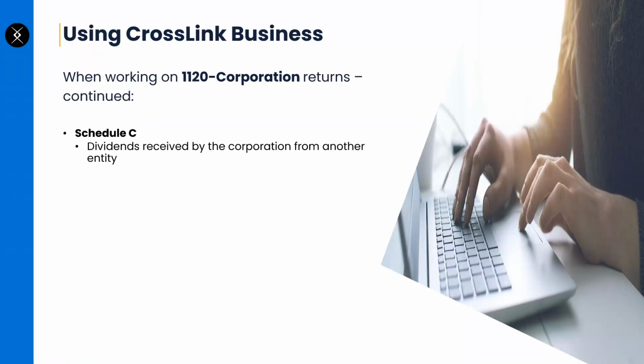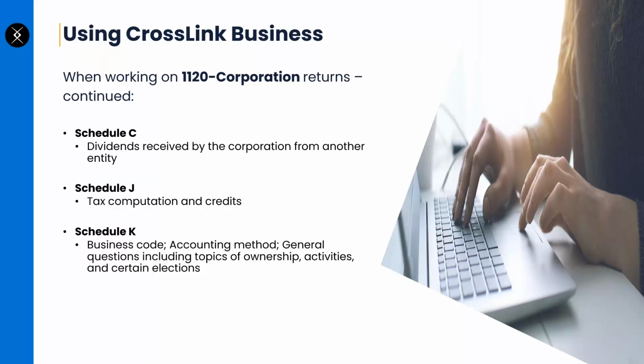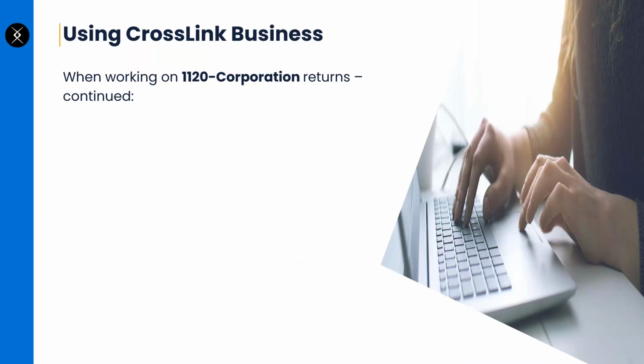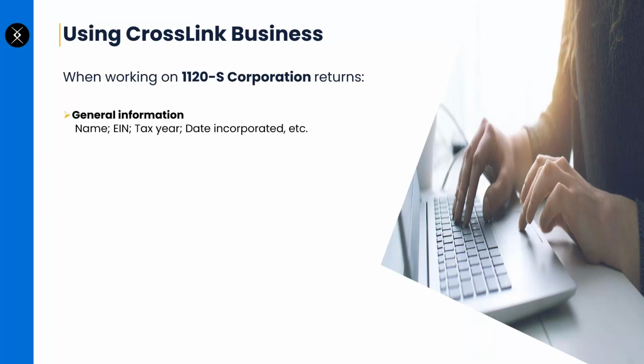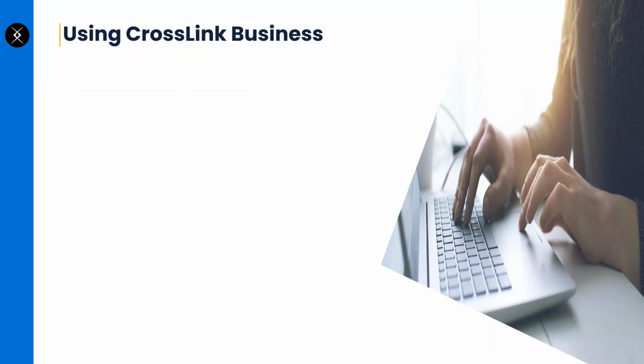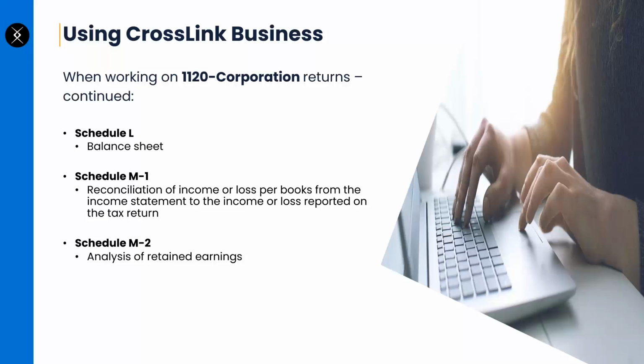And commonly there can be Schedule C, dividends received by the corporation from any other entity. Schedule J, which has tax computation and credits, and a Schedule K, business code, accounting method, general questions, including topics of ownership, activities, and certain elections. As well with the Schedule L, which comes from the balance sheet, Schedule M1, and the M2, and we have a few others. So real quick, that was before we go into the S-Corp. Those were the quick forms that are most common for the 1120.